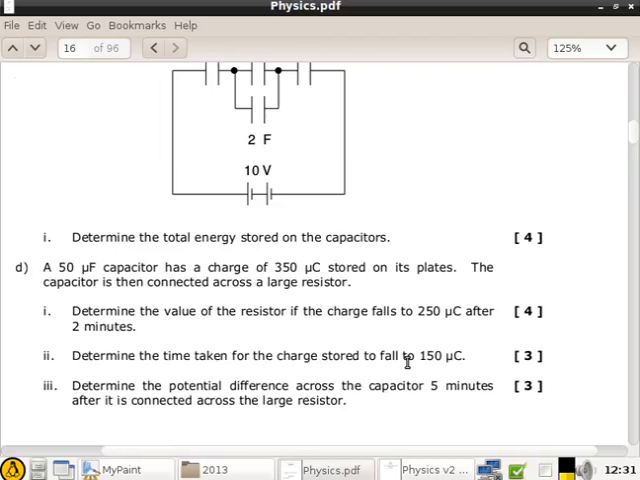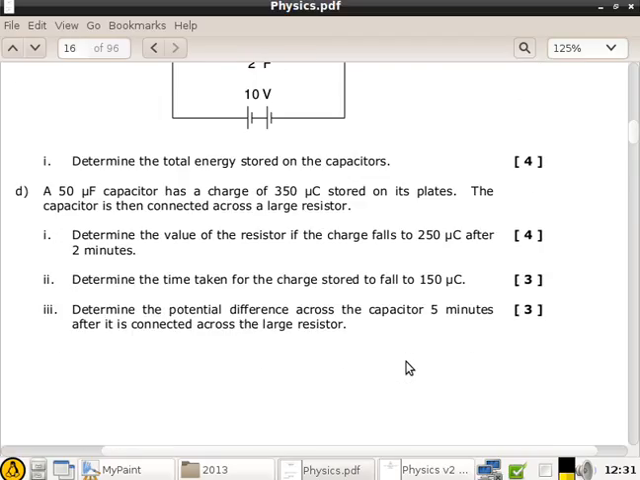Let's look at D, which is the last part. So is there time? There is. I'll give you a couple of minutes to do D now, and then I'll do it on the board. So let me just pause the video here.